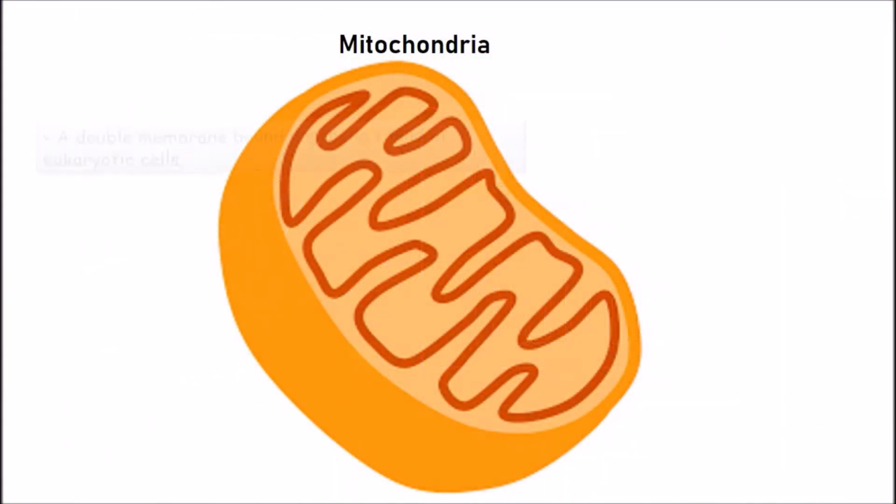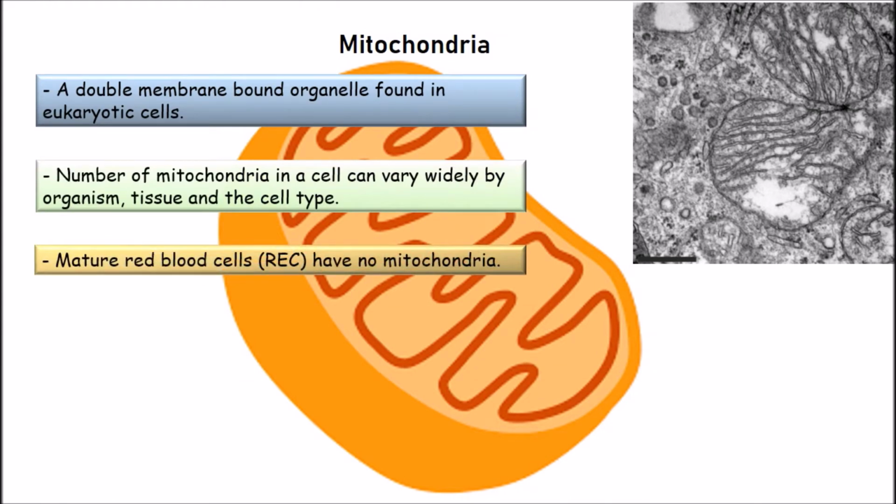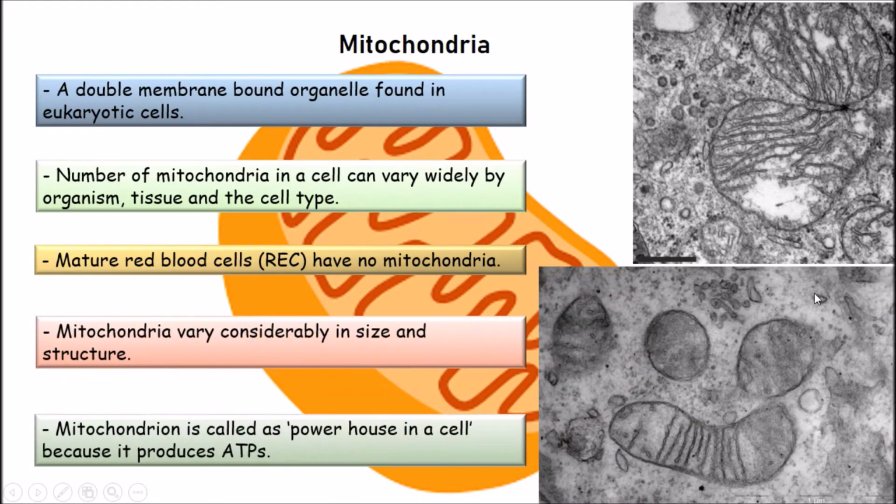Mitochondria. It is a double membrane bound organelle found in most eukaryotic organisms. It is also one of the most common organelles. The number of mitochondria in a cell can vary widely by organism, tissue and cell type. Mature red blood cells have no mitochondria. They also vary considerably in size and structure. Unless specifically stained, they are not visible.